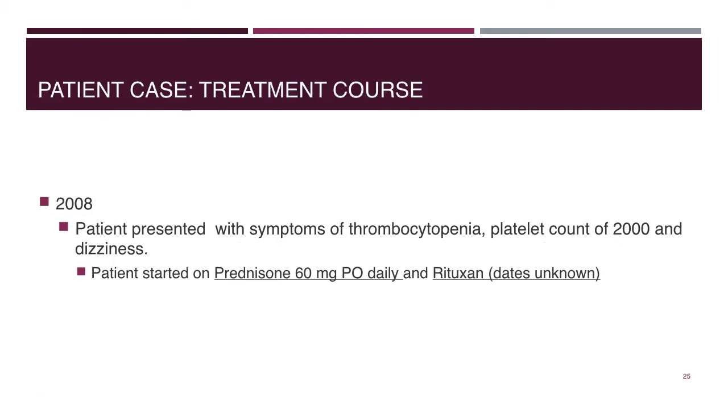Looking at our patient case quick, in 2008, he presented with these symptoms of thrombocytopenia, a platelet count of 2,000, as well as dizziness, and he was started on prednisone, 60 milligrams daily, and Rituxan at an unknown dose, and we also don't know how long he was on this therapy.